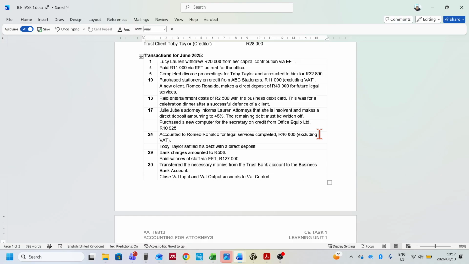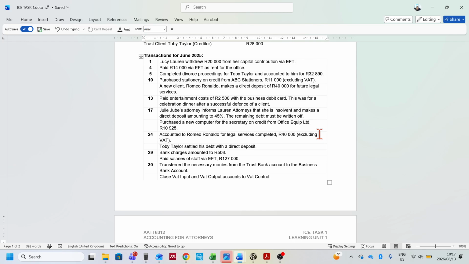So this means that for this transaction, the account affected is going to be business debtor of Toby Taylor, and then another account affected, fees, which is the money that we charge the client. Then we do not only charge the client fees, we also charge him fees plus what? Plus VAT. So there will also be VAT included in this amount. So the three accounts become your business debtor for Toby Taylor, your fees account, and VAT output. VAT output we owe to SARS.